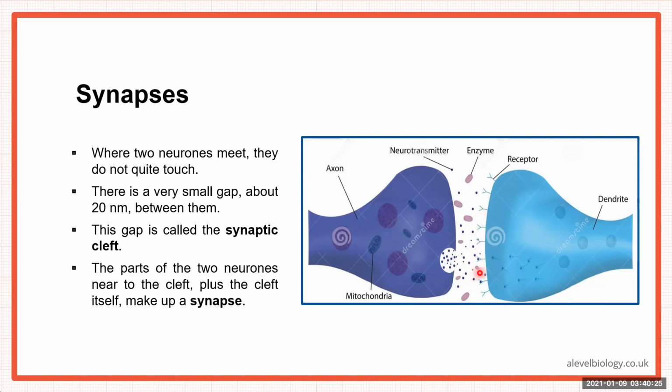Then if the impulse is high enough, they will lead the sodium channels to open. Sodium would diffuse in and depolarize this part of the membrane. This would lead to the generation of an action potential. But if the stimulus is not high enough, the nerve impulse will not be transferred. Okay.